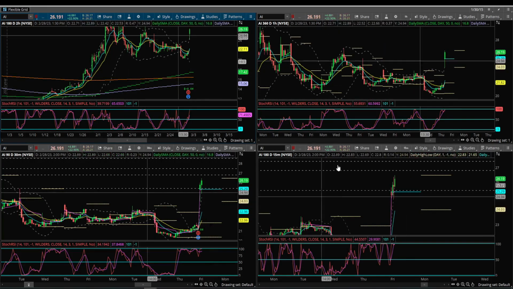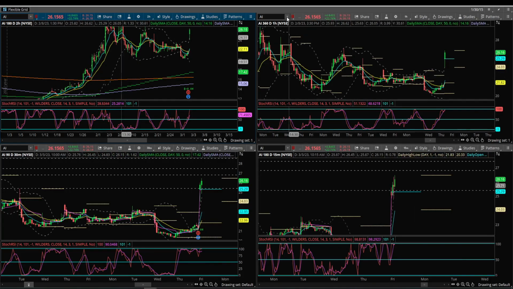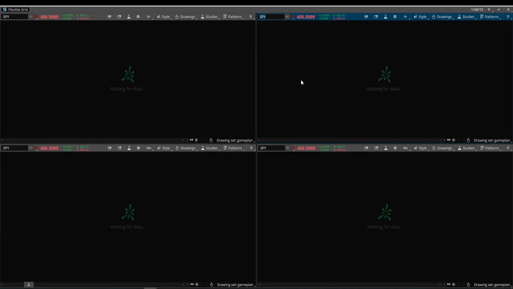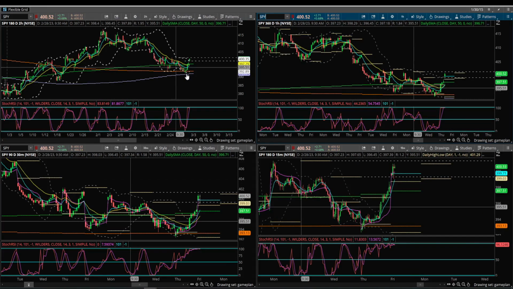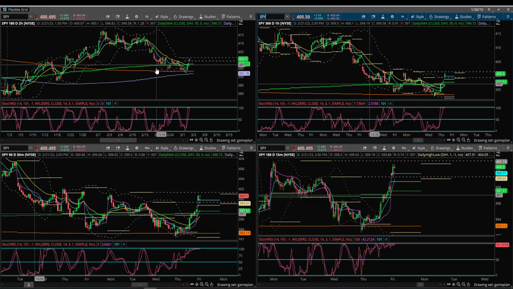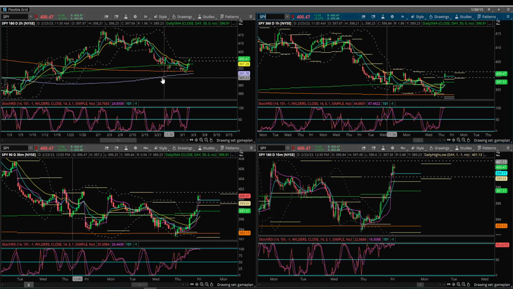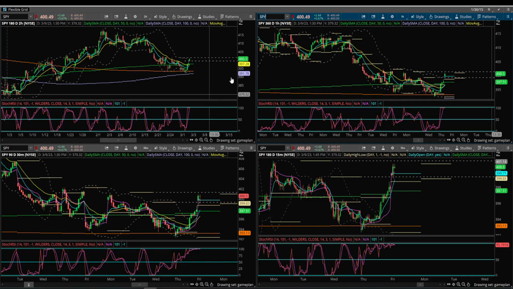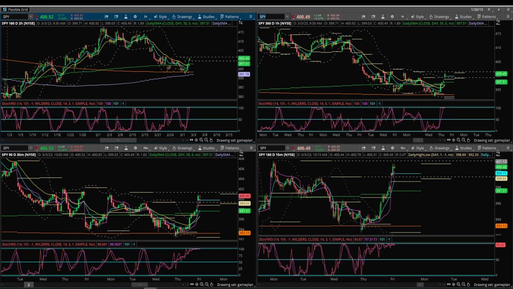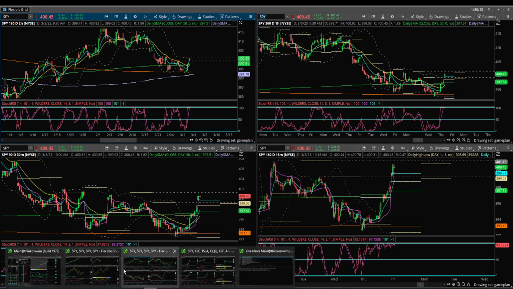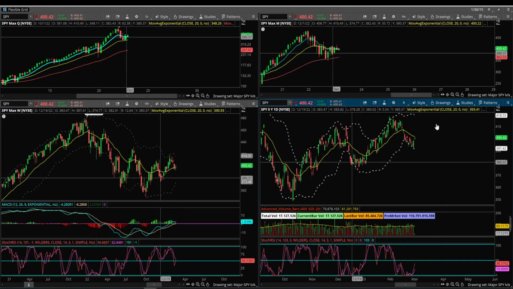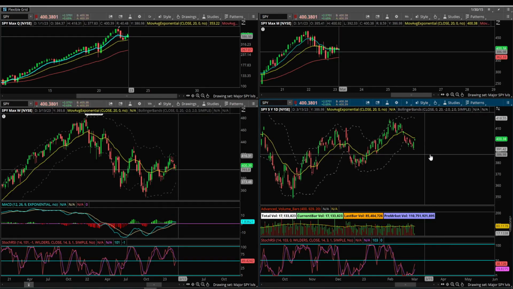These do show up on all the charts. So look at the SPY, for example. You see the green is the 50, the gold is the 200, and the purple is the 100 moving average. But on the daily chart, you can see here I don't have them on there.